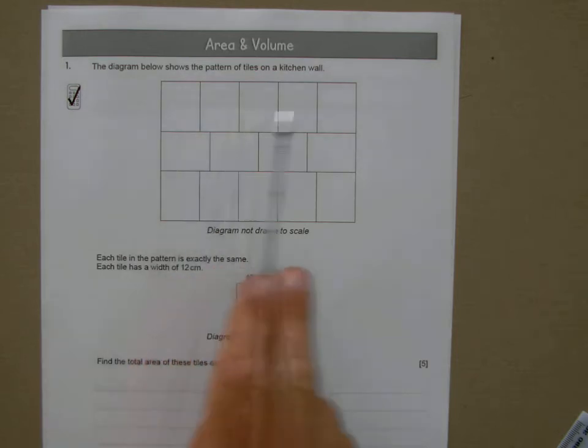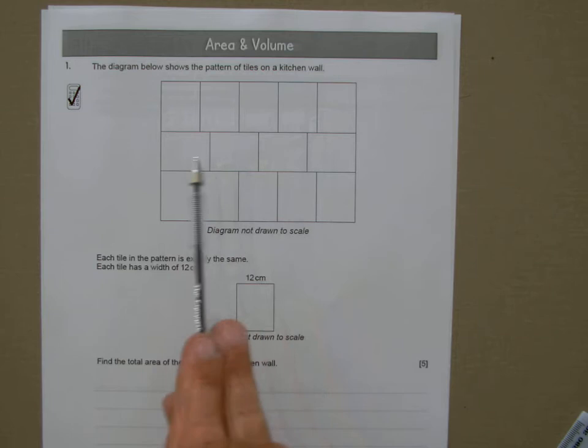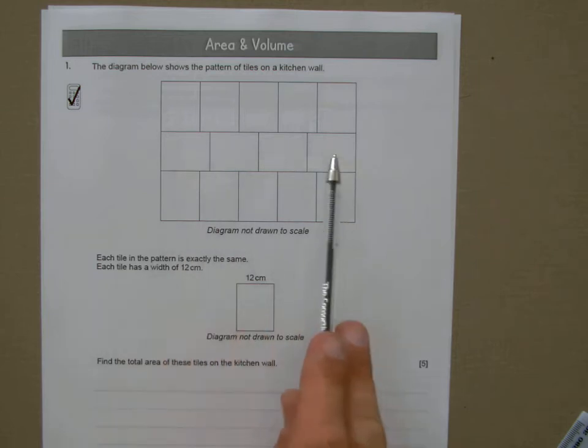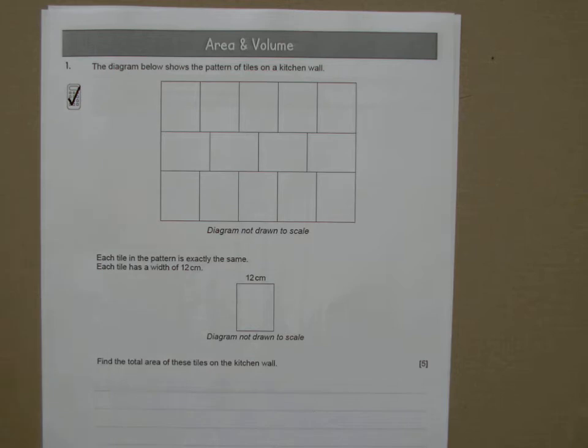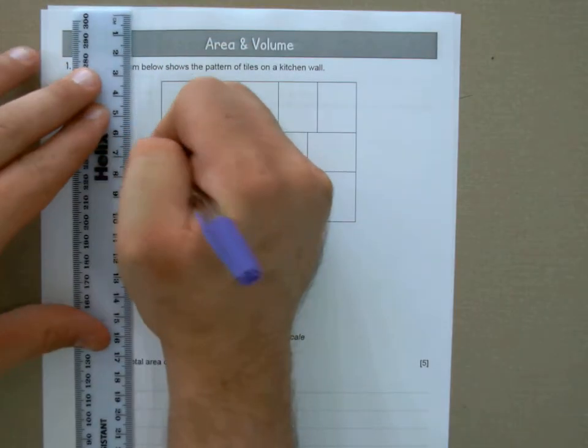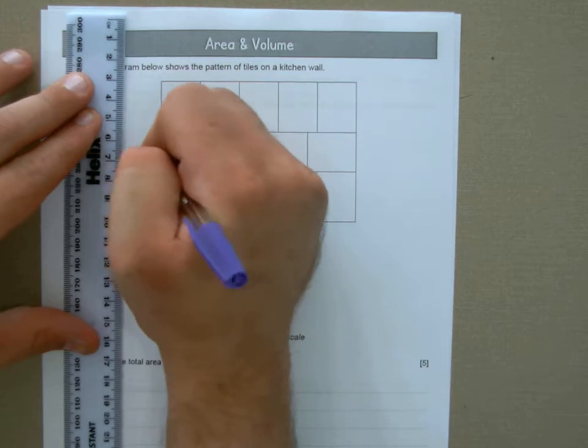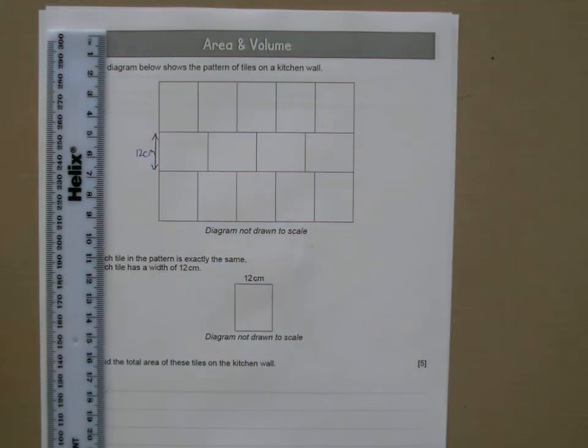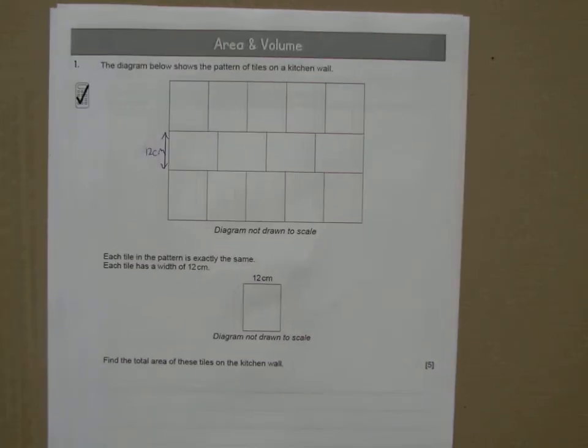You can see here we've got 5 tiles going across here, and then we've got 4 tiles going across, so essentially they've been rotated round. So we should be able to see here that this is 12 centimeters. Right, so that's the width of the tile. As I said, we don't know the length of the tile. It says then find the total area of these tiles on the kitchen wall.